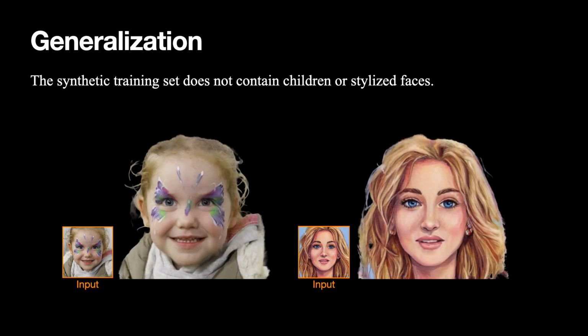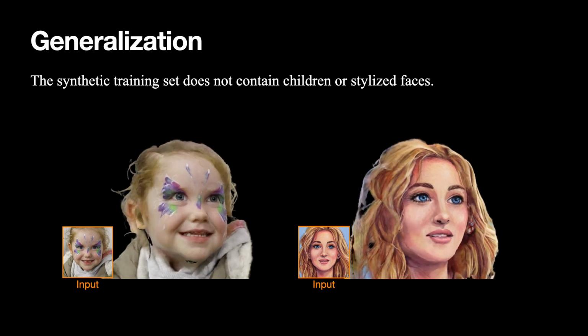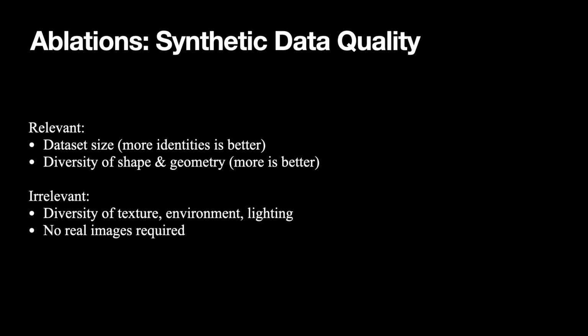We also report detailed ablations on dataset size, training time, and synthetic data quality. Here is the summary. We find that the dataset size, in terms of the number of identities, is crucial. The more identities we render, the more diversity we have in terms of geometric shape, the better the results. What we find to be nearly completely irrelevant is diversity in terms of textures, environments, and lighting. And we also don't find a difference when training with real data or only synthetic or mixed.